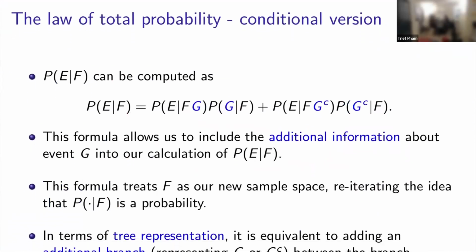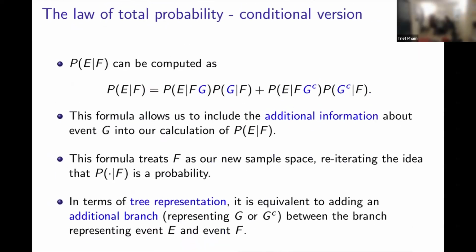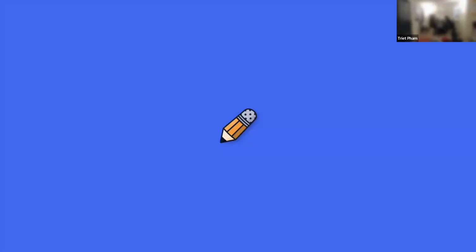There is also a conditional version of the above. And here we only present it in the case of G and G complement. So basically, you have a conditional probability of E given F that you want to calculate. And then you want to include the extra information of case G happens or not. And then you pay it back by multiplying with the conditional probability of G and G complement given F.